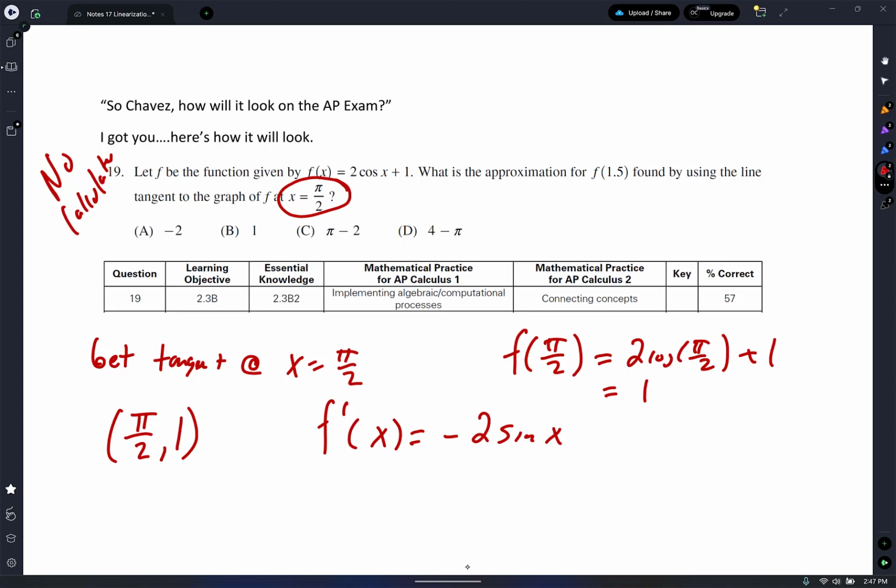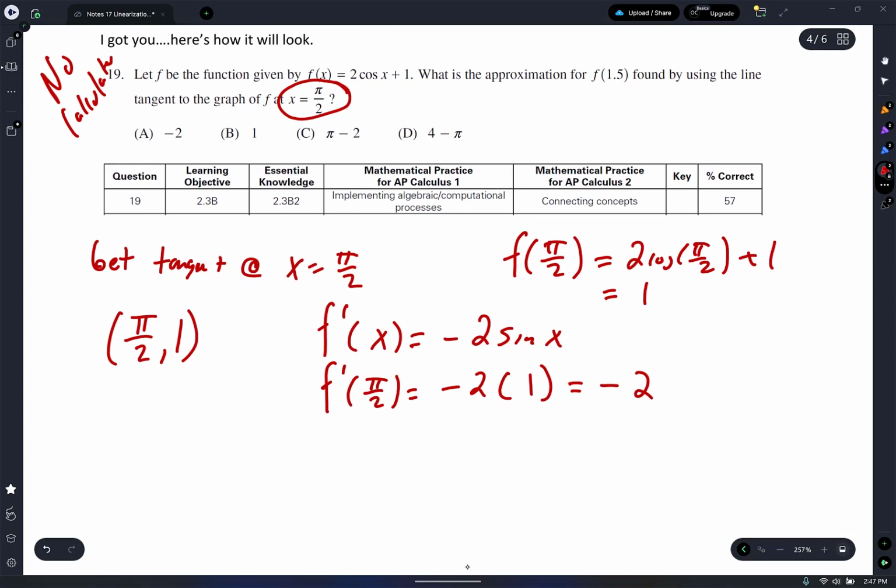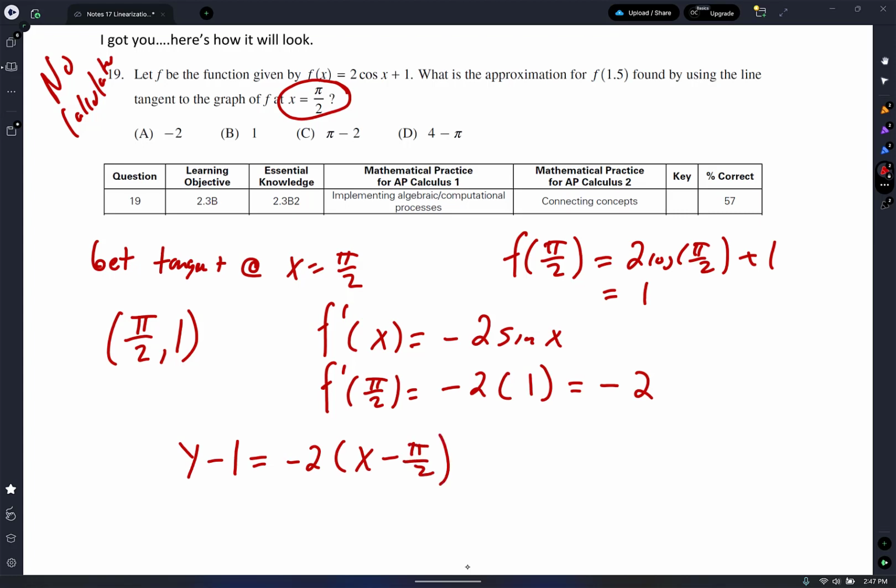All right, so here we go. I'm going to plug in pi over 2. F prime of pi over 2 equals negative 2 times sine of pi over 2. Sine of pi over 2 is 1, and 1 times negative 2 is just negative 2. I got my point. I got my slope. Here's my tangent: y minus 1 equals negative 2 times the quantity x minus pi over 2. This is my tangent line at pi over 2.